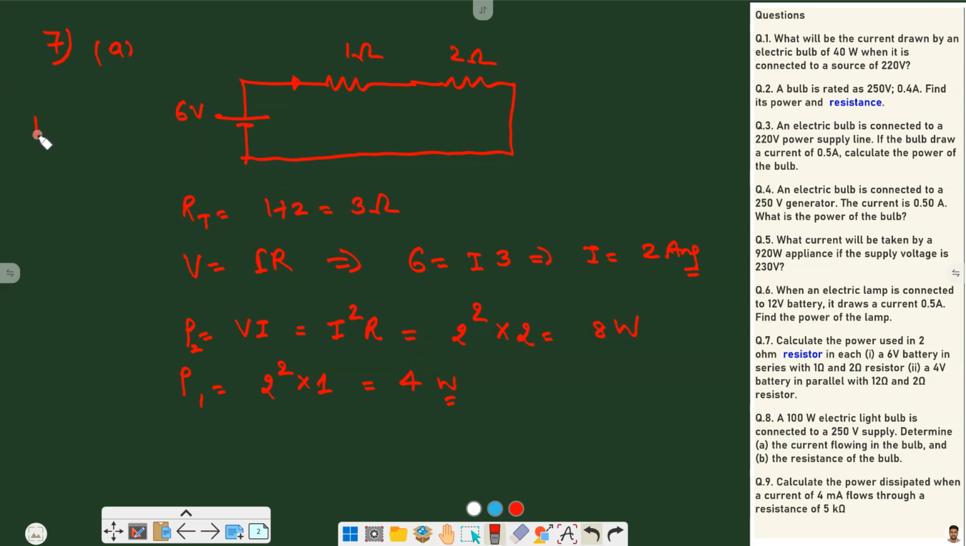For the battery it will be VI, V is 6, and the total current in the circuit is 2. So that you can check. 12 watt is here. Out of those 12, 8 watt goes to the 2 ohm resistance and 4 watt goes to the 1 ohm resistance. So this is part number A. Now going to part number B.